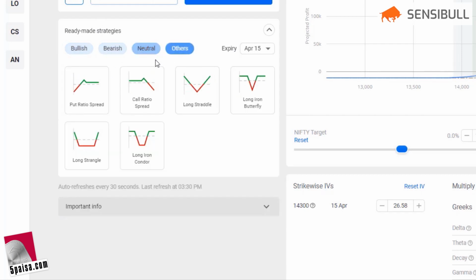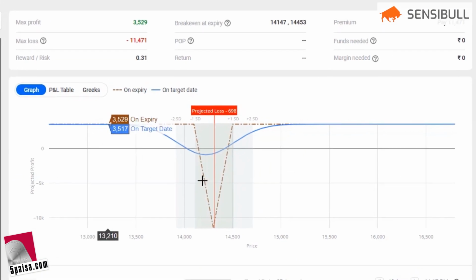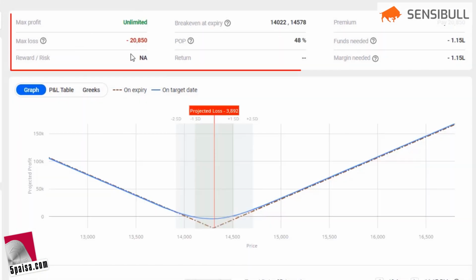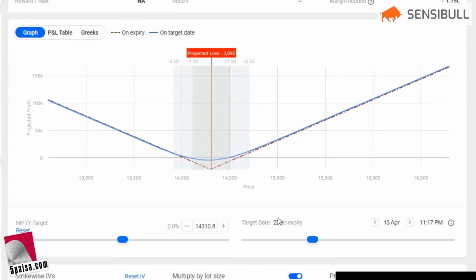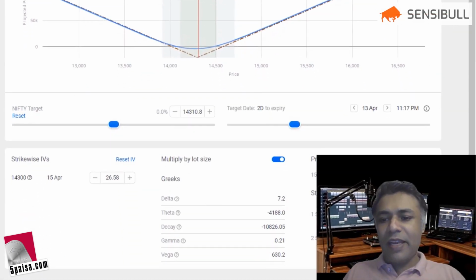Bullish, bearish, neutral, different kinds of strategies you can explore, and you can see when they will make money through this diagram. It tells you the max profit, max loss, where the break-even is, how much probability of profit you have, how much funds you need, how much premium you have to pay, etc. It also tells the Greeks, standard deviation. These are all advanced things used by traders.